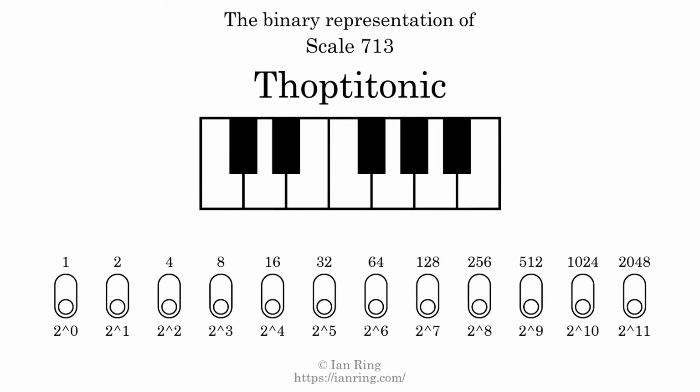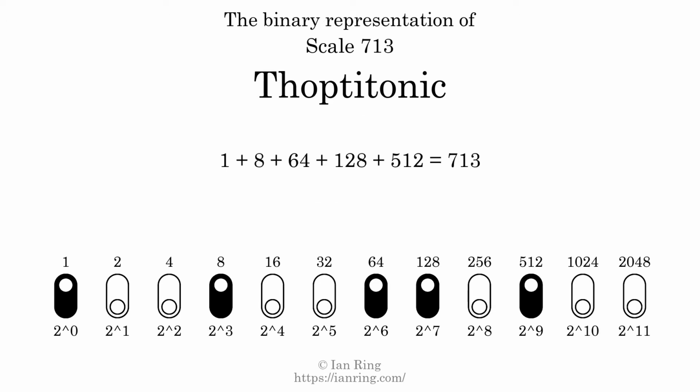The binary representation of this scale is determined by mapping tones of the scale to binary digits. Each binary digit represents a power of 2. To get the scale number, we add the powers of 2 together. The powers of 2 that are present in the scale, all added together, equals 713. That is why the scale number, in decimal, is 713.